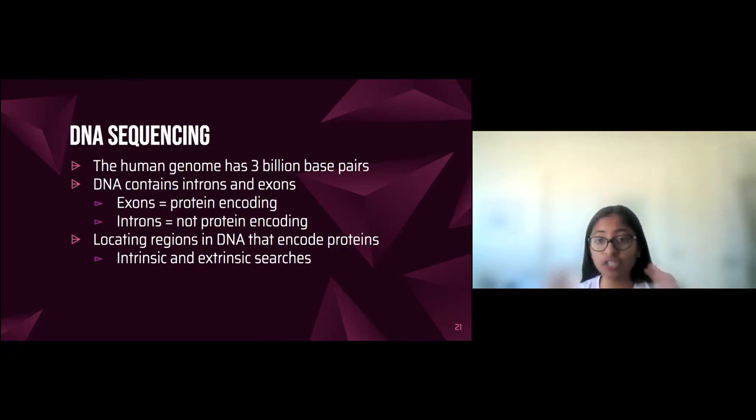And exons are regions of your DNA that are protein encoding. So, like I said, they code proteins that may have to do something with cancer, that may contribute to aging, that may prevent aging from happening, all that. And introns are regions that aren't protein encoding. While in the past these were thought to be useless regions, researchers are now finding out that they're also contributing to regulatory functions. And so those are also important, but that's not the focus of DNA sequencing at the moment. Right now, we're just trying to find protein encoding regions. And locating these regions can be done through two ways, intrinsic and extrinsic searches.